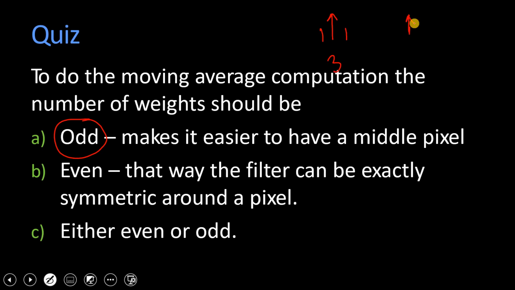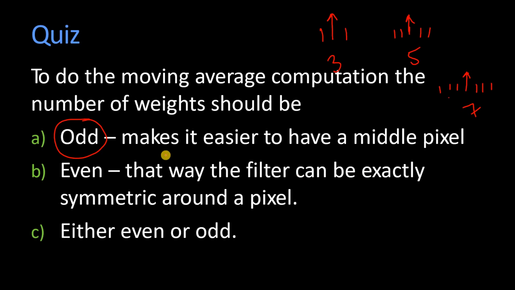Or in another scenario, which we saw in our example, I have 2 values on the left, 2 on the right. It is 5. Another scenario, I can have 3 values on the left and 3 values on the right. It will be 7. So it will always be odd. So odd makes it easy to have a middle pixel value. The even, we don't use it. It's always odd that we use for the moving average.